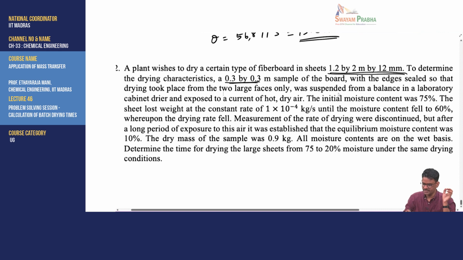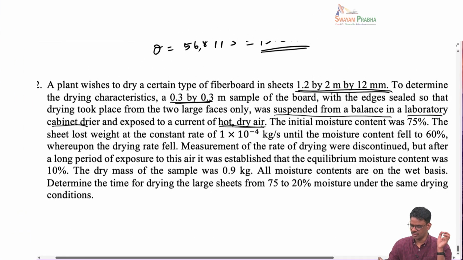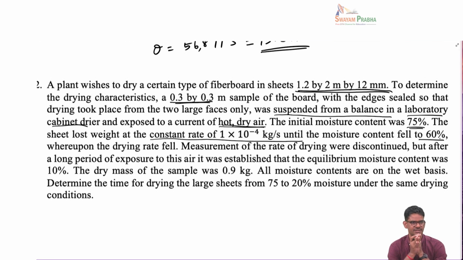This is suspended from a balance in a laboratory cabinet dryer, and exposed to hot dry air. Initial moisture content was 75%. The sheet lost weight at a constant rate of 10 power minus 4 kg per second until the moisture content fell to 60%. So from 75% wet basis to 60% wet basis, the drying rate is constant, whereupon the drying rate fell. After 60% the drying rate fell. Now the measurement of the rate of drying was discontinued. The moment it was seen that the rate is falling, no measurement was done.